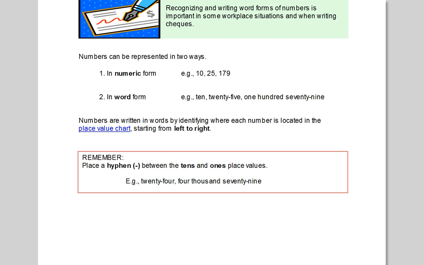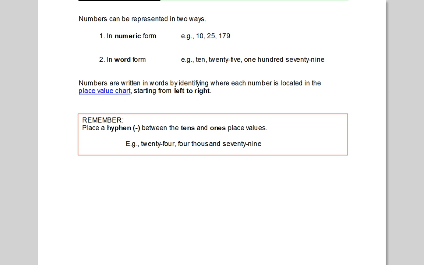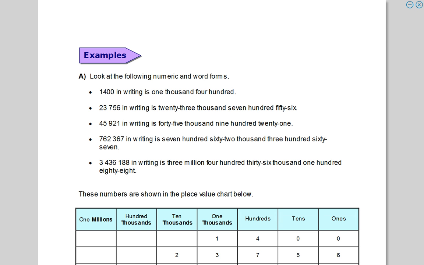Okay, so numbers can be represented in two ways, obviously the word form and the number form. And numbers are written in words by identifying where each number is located in the place value chart. You don't have the place value chart, but it'll show up in the notes. And remember, place a hyphen between the tens and ones. This is not a big deal. If you do not do this, not a big deal, okay? Not too important here. You don't have to stress out about whether you remembered a hyphen. Who cares? So let's flip the page.